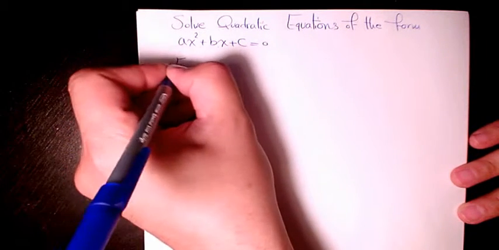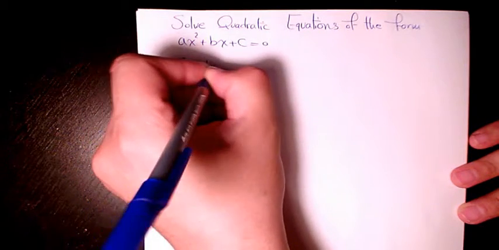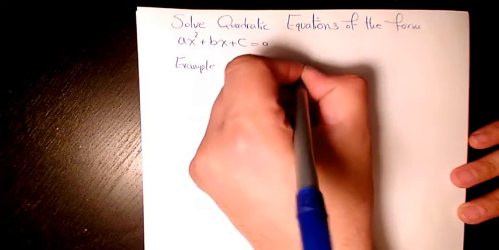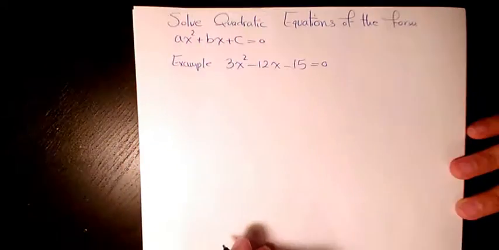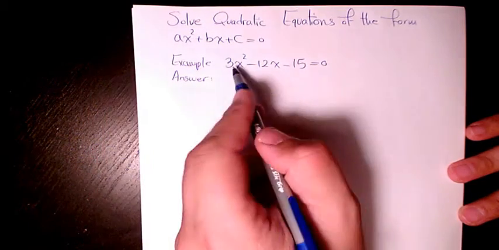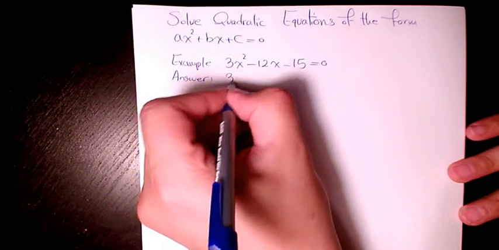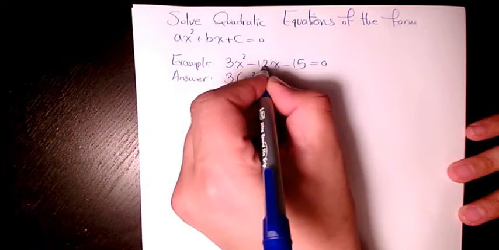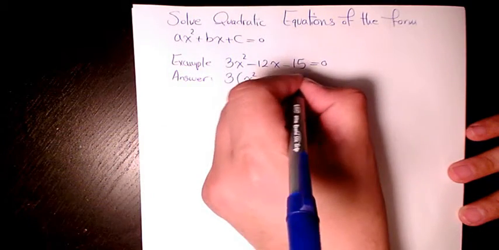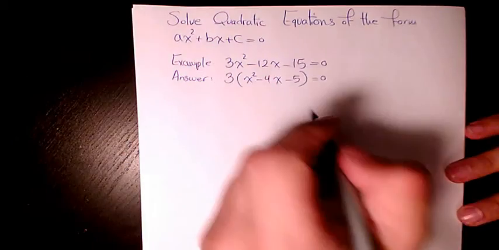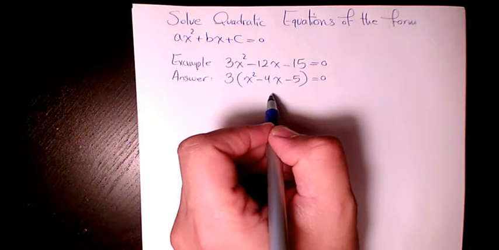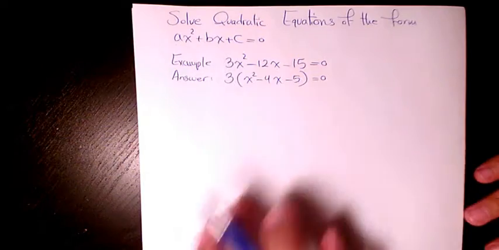For example, you have 3x squared minus 12x minus 15 equals 0, and then you need to solve it. The answer will be, as you see here, all these terms are multiples of 3. So you factor 3 out here, and it will be x squared, negative 12x divided by 3 is negative 4x, negative 15 divided by 3 is negative 5. Then you need to solve this one using the methods you learned earlier.